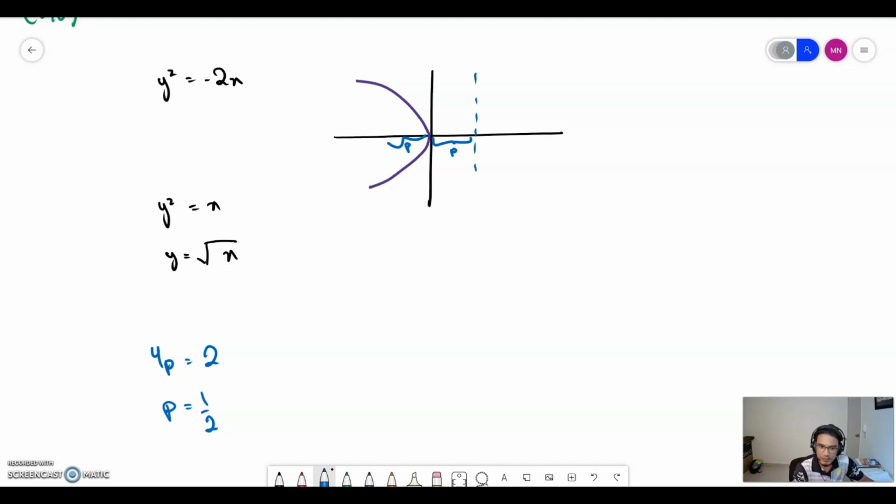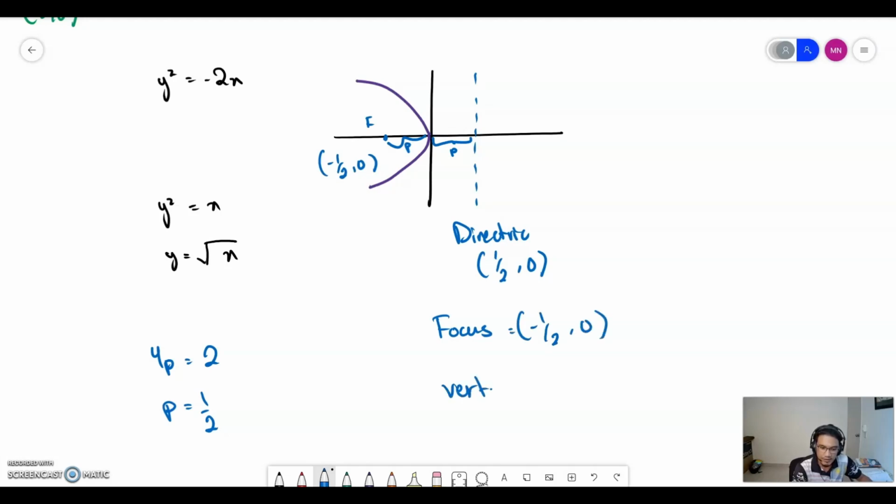And right here we will have our directrix and focus point. So the directrix now is x equals 1 over 2. And then the focus point is (negative 1 over 2, 0). So just write down here, focus is (negative 1 over 2, 0), and our vertex stays at the origin of our graph.